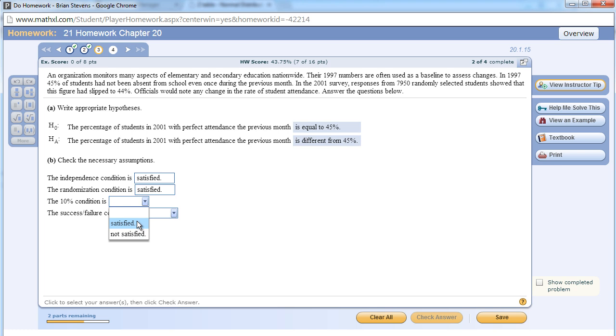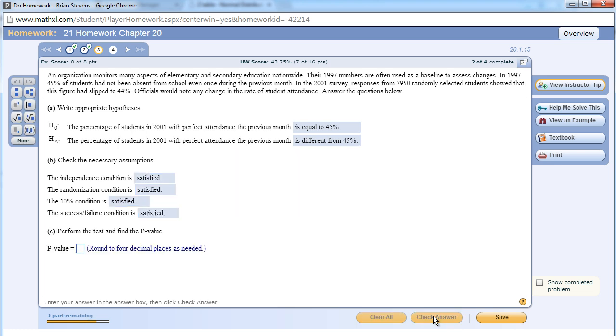The 10% condition is satisfied, even though 7,950 seems like a lot of students. This must be a very large school or a school district. Oh, it's nationwide, so yeah. With that in mind, the success-failure condition would state that we have at least 10 expected successes and at least 10 expected failures. 45% of 7,950 and 55% of 7,950 are both well above 10, so definitely met there.